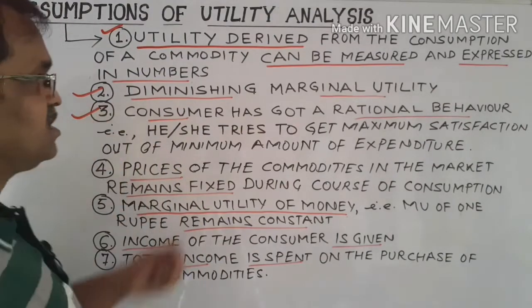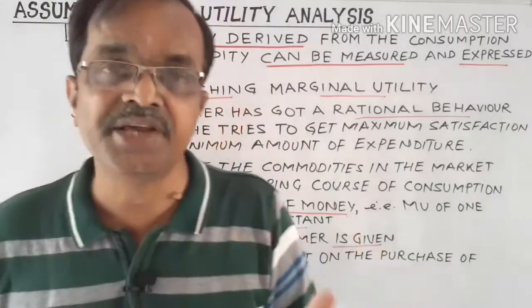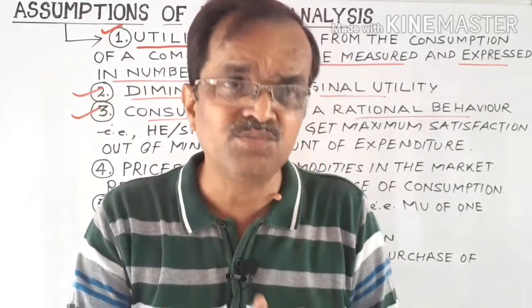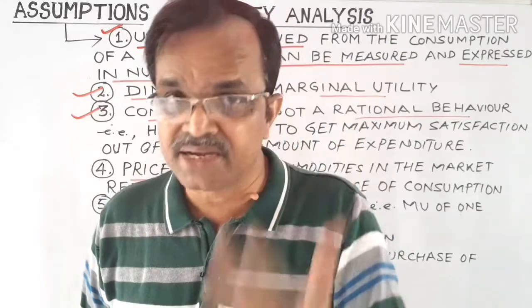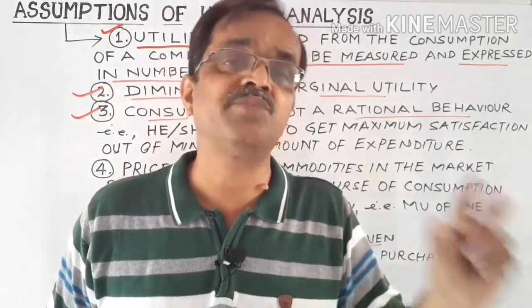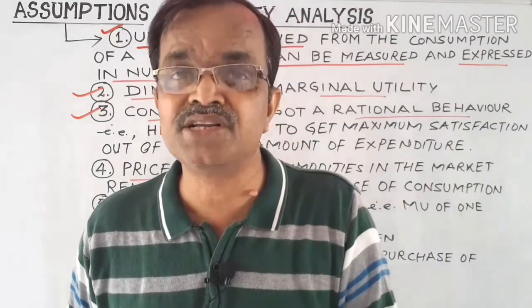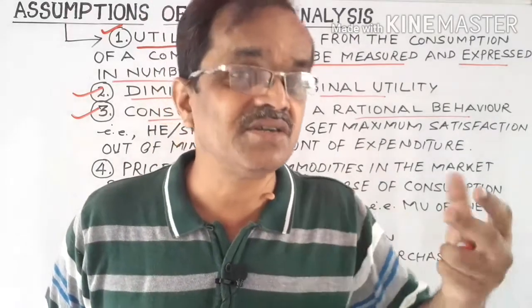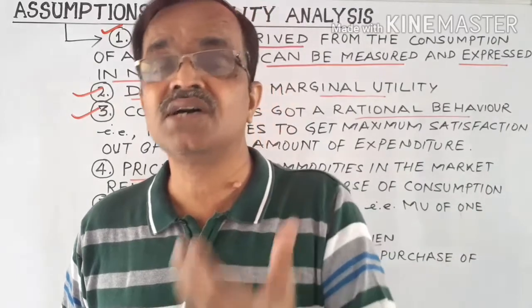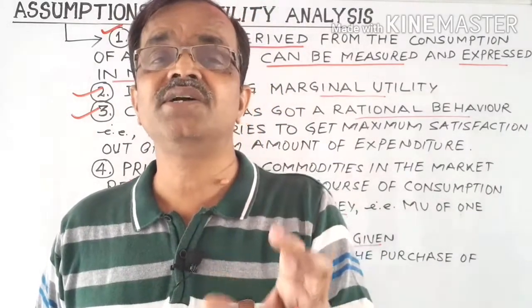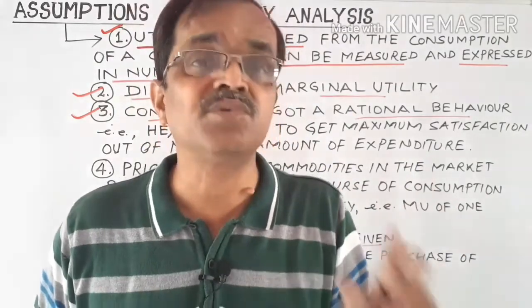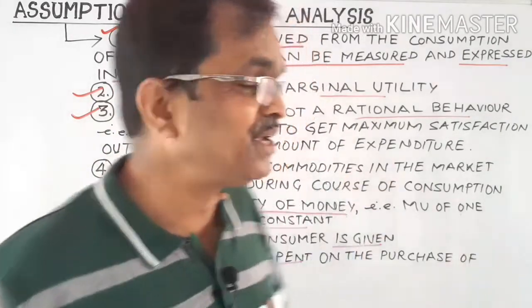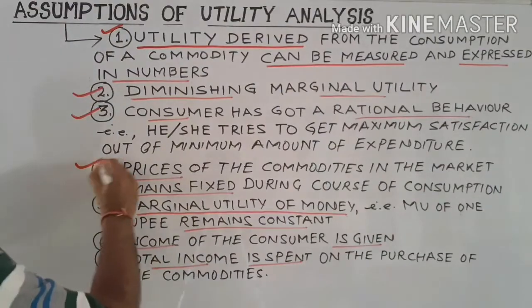Number three, the consumer has got a rational behavior. Rational behavior का मतलब क्या होता है? That is, every consumer tries to get maximum satisfaction out of the minimum amount of expenditure on the purchase of those commodities which the consumer desires to purchase to have the consumption. तो जो भी उसका बिहेवियर है रैशनल है, मीन्स कम से कम खर्च करना चाहता है और अधिक से अधिक सेटिस्फैक्शन लेना चाहता है. Now the number fourth is prices.